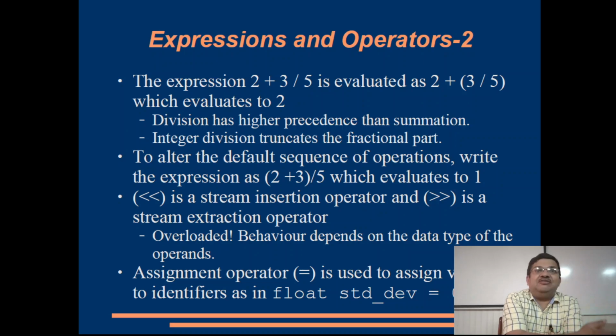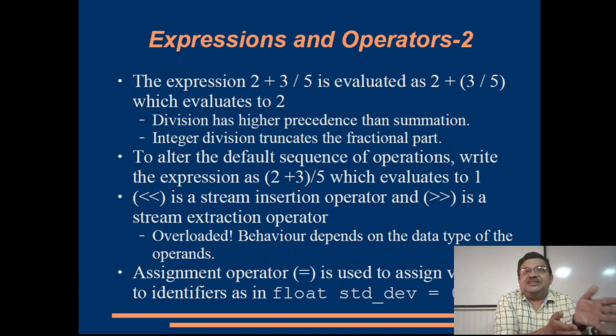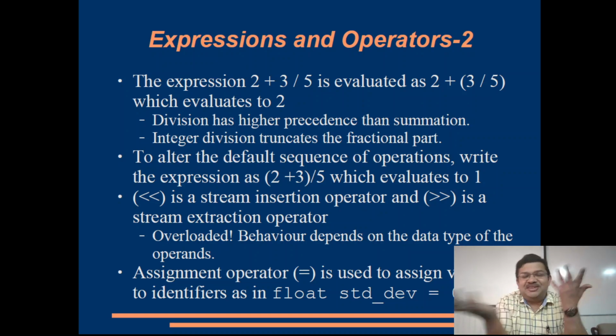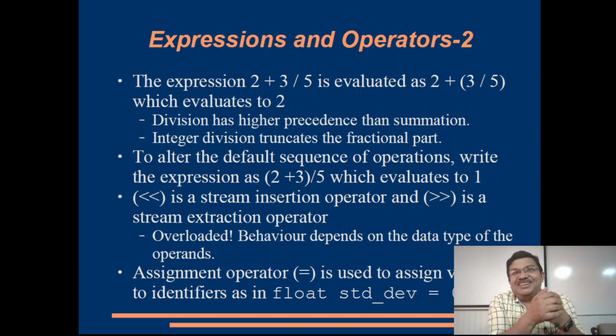So that is the L value, right? So the R value is assigned to the L value, the left value, right? So 5 is assigned to X, the identifier X, right? And after it is assigned, then of course it becomes equal, right? So it's a slight semantic difference, but in the end, it does mean equality, right?